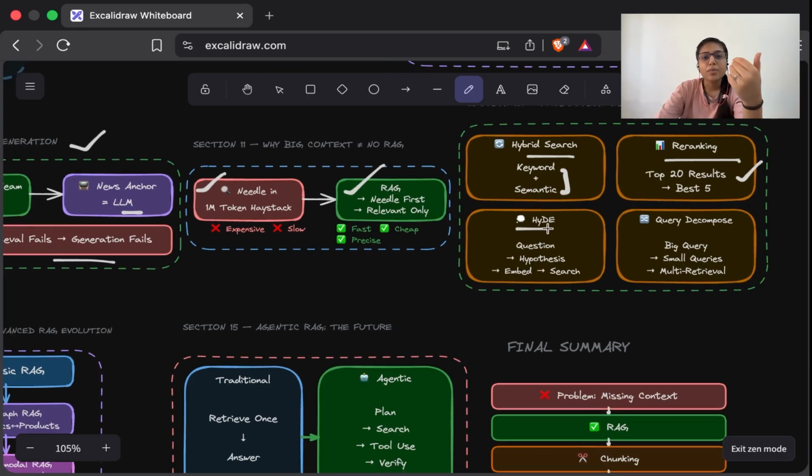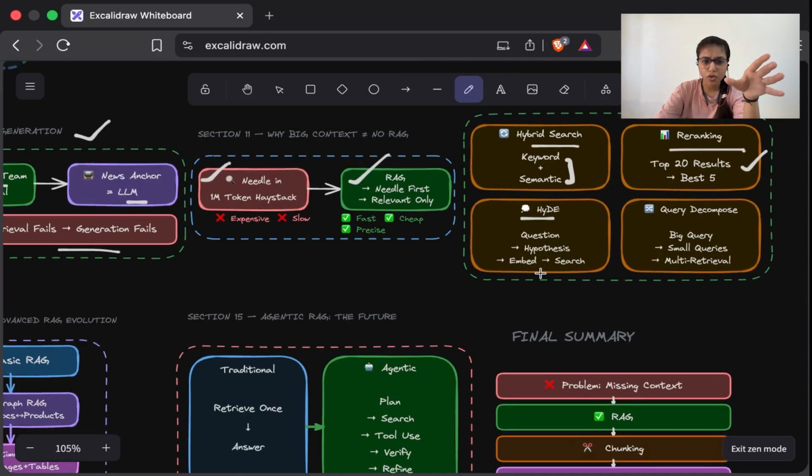HyDE, hypothetical document embedding. This one is particularly clever. Normally, we embed the user's question. HyDE takes a different approach. It first asks the model to generate a hypothetical answer. The hypothetical answer is then embedded and used for retrieval. Why? Because answers often resemble the structure of the document more closely than questions do. As a result, retrieval quality can improve substantially.